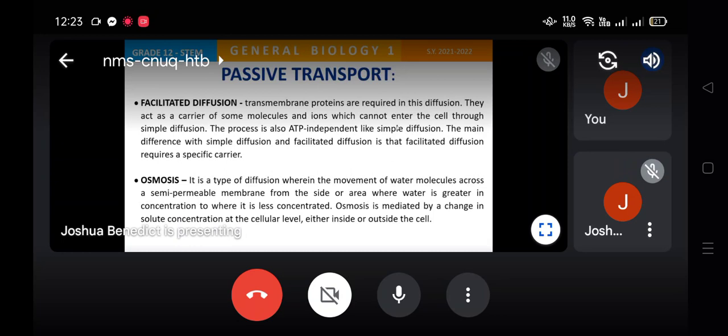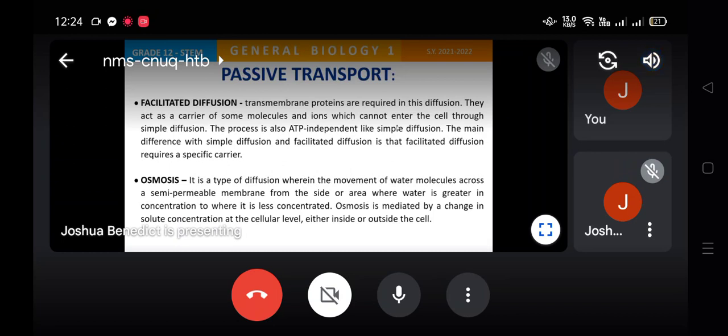In this case, halimbawa, some lipids will carry itong mga proteins na to para makapasok sa cell membrane. Or sometimes water can be the vehicle. When you say vehicle, siya yung magdadala. Okay, basta there has to be a carrier. There has to be something that would carry the particle inside or outside the cell membrane. Kaya facilitated diffusion, may nagpa-facilitate, may nagki-carry. Okay? That's facilitated diffusion.